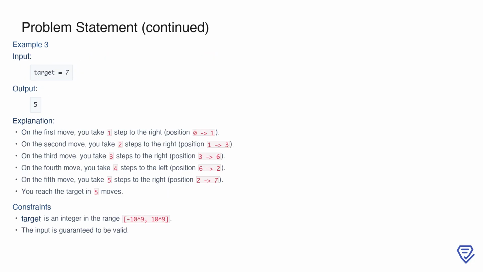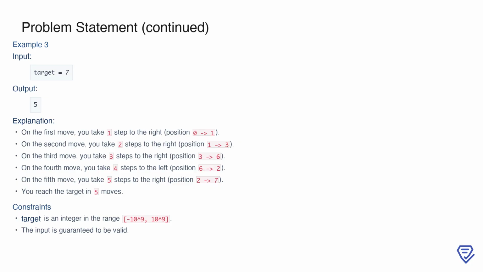Let's examine another example with a target of 7. On the first move, you take 1 step to the right, moving from position 0 to position 1. On the second move, you take 2 steps to the right, going from position 1 to position 3. On the third move, you take 3 steps to the right, reaching position 6. On the fourth move, you take 4 steps to the left, moving from position 6 to position 2. Finally, on the fifth move, you take 5 steps to the right, arriving at position 7. So, it takes 5 moves to reach the target of 7.